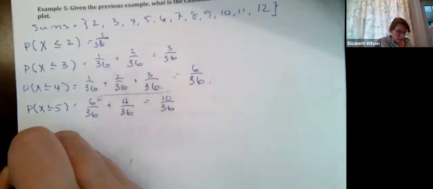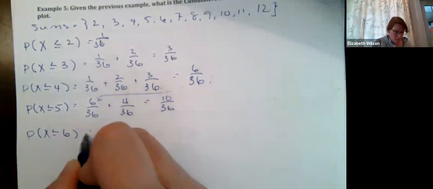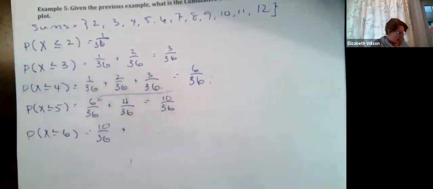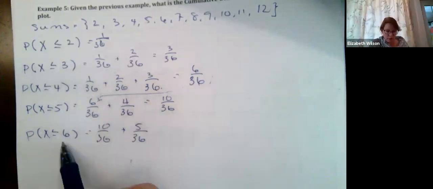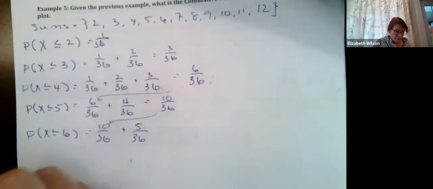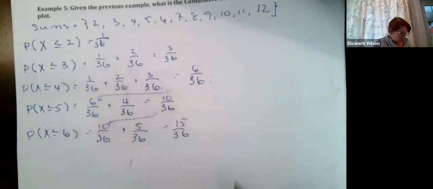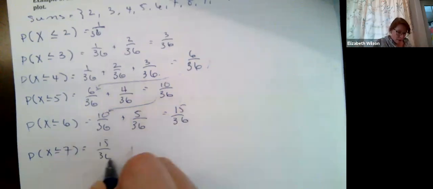Same thing when x is less than or equal to 6. I take what I've summed up already, so 10 out of 36, and I add in 5 out of 36. This 5 out of 36 comes from when x is equal to 6. This 10 comes from here. That's our previous sum. Probability that x is less than or equal to 7. I'm going to add in my 15 out of 36 plus what 7 is equal to. 7 was 6 out of 36. So this one was 21 out of 36. See how we're adding in all these sums.